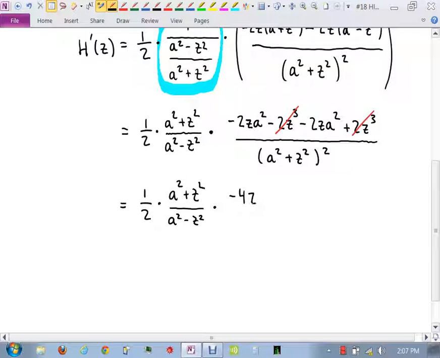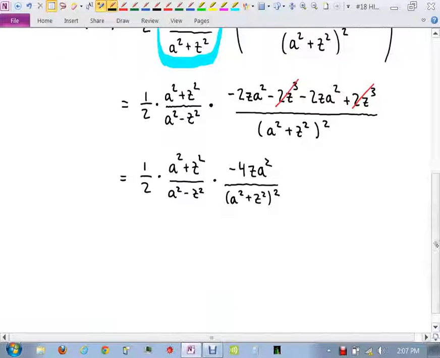Negative 4za squared over a squared plus z squared squared. Anything else?